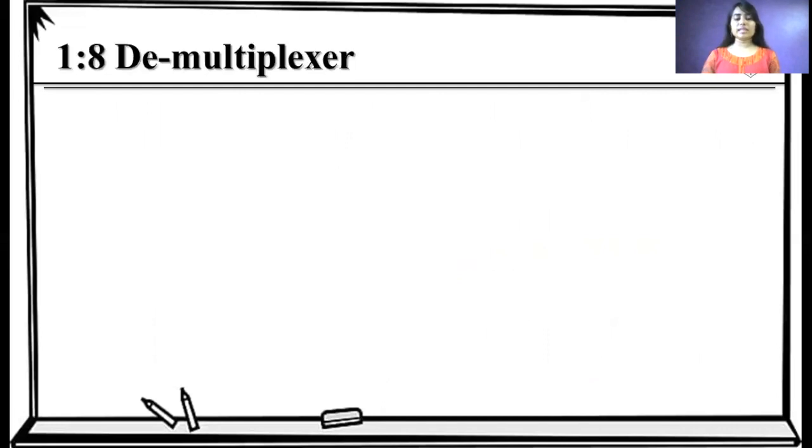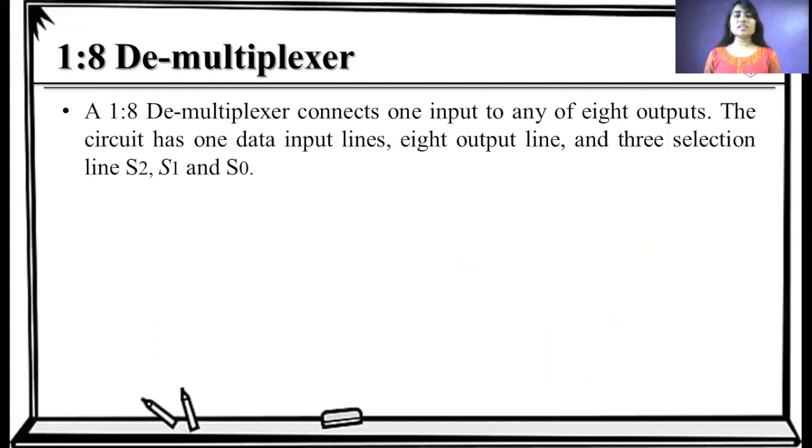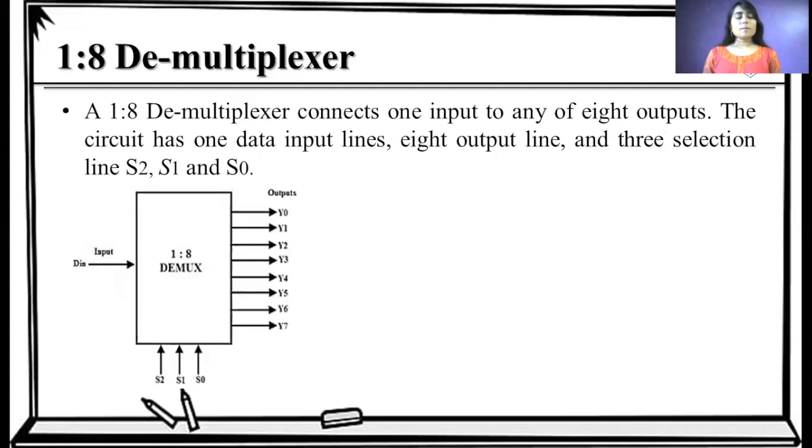1-to-8 demultiplexer. A 1-to-8 demultiplexer connects one input to any of 8 outputs. The circuit has one data input line, 8 output lines and 3 selection lines S2, S1, S0. Block diagram of the 1-to-8 demux. One input line D in, a total of 8 outputs Y0 to Y7 and 3 selection lines S2, S1, S0.